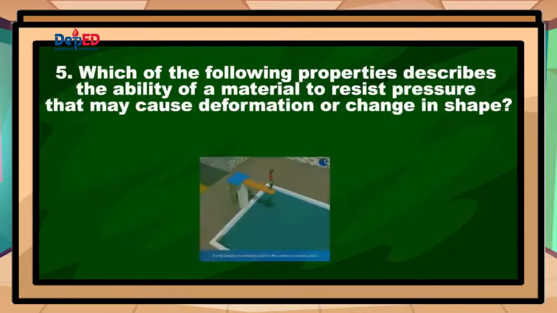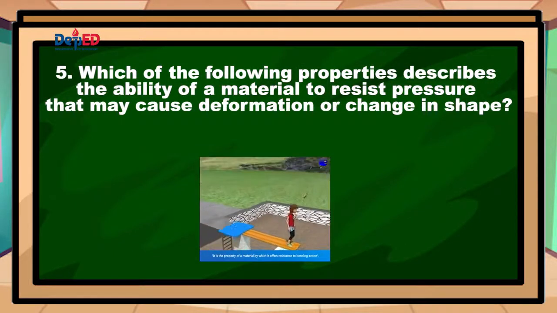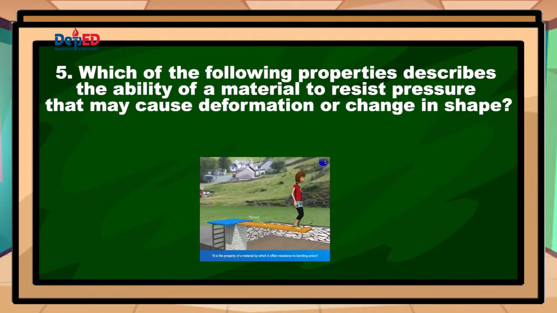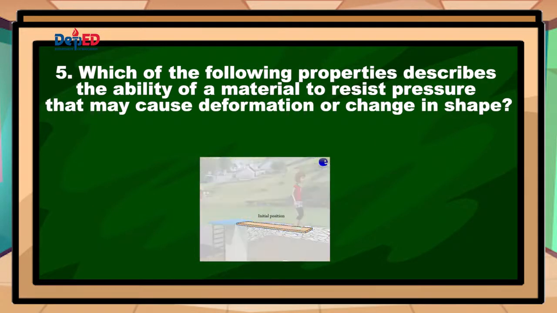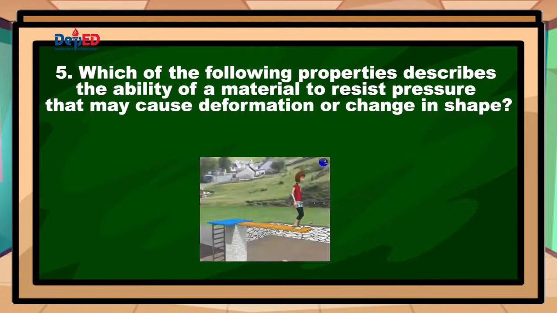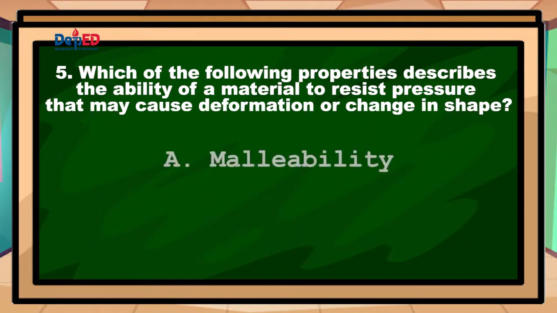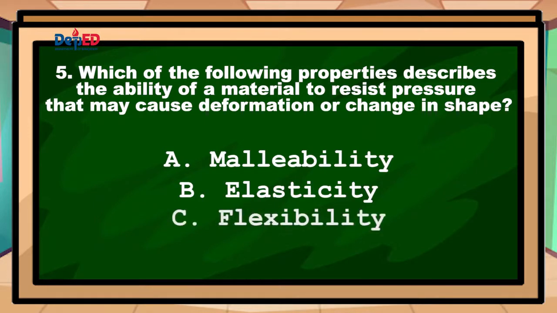Number 5. Which of the following properties describes the ability of a material to resist pressure that may cause deformation or change in shape? A. Malleability. B. Elasticity. C. Flexibility. D. Hardness.